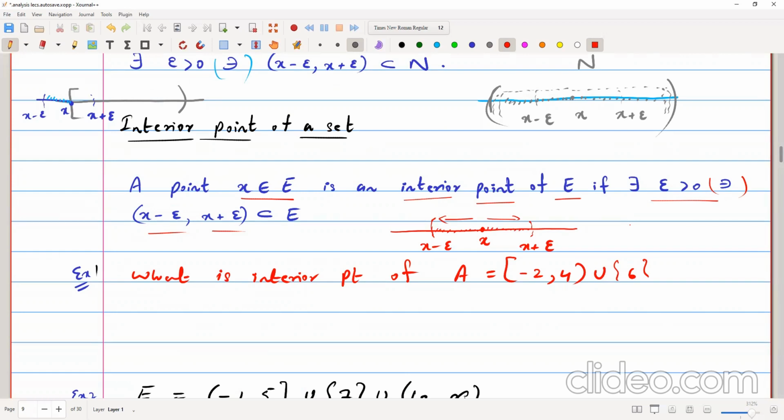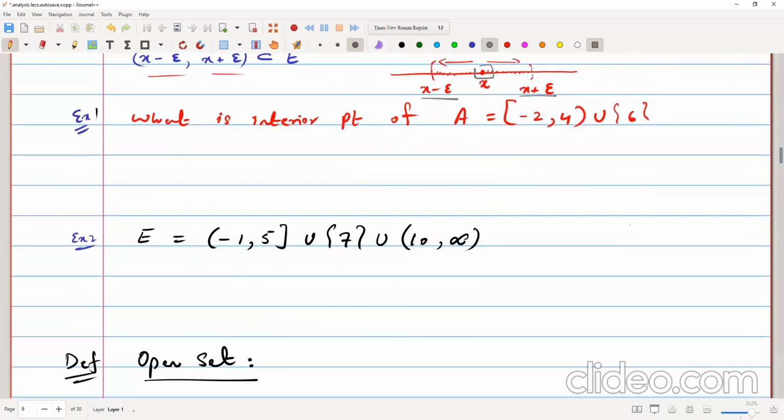Okay, so we'll take an example to clarify what we mean by interior point. It is necessary that for any point in the interval, we have a neighborhood on the right side and the left side. By neighborhood, we mean on both sides, right? So we should have some points.